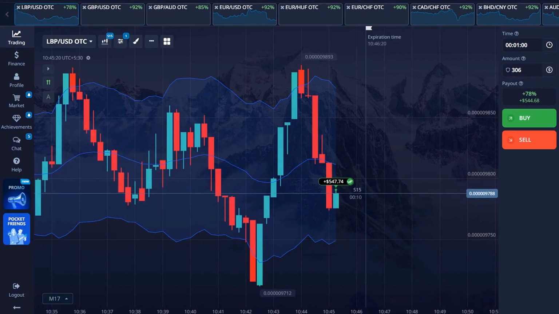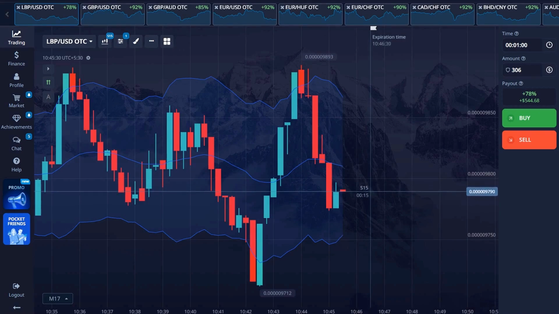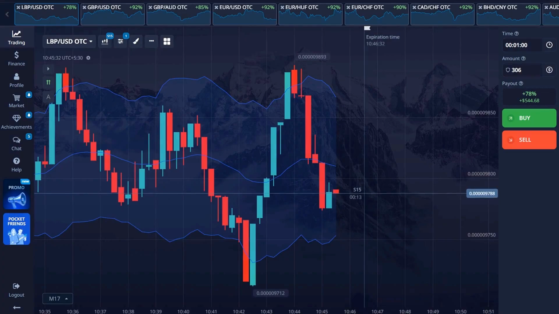And here's the result. Our 1-minute sell trade closed in profit. The price stayed below the entry point, giving us a clear win. This is a textbook example of the Keltner channel breakout strategy in action. We spotted the breakout, waited for confirmation, and entered with discipline.